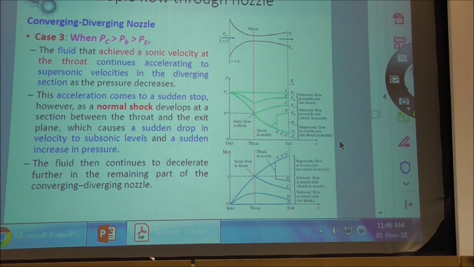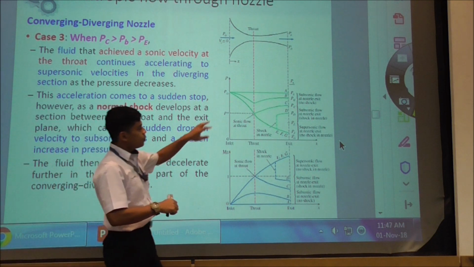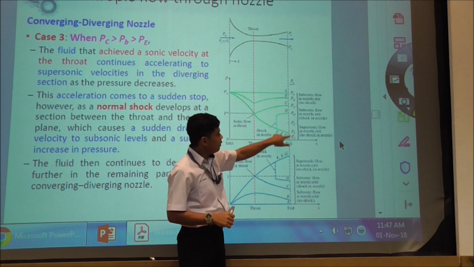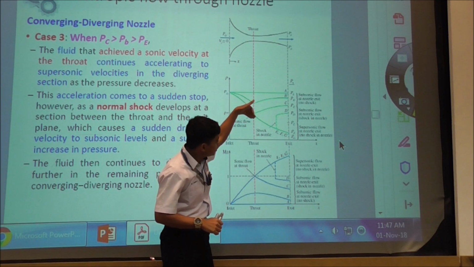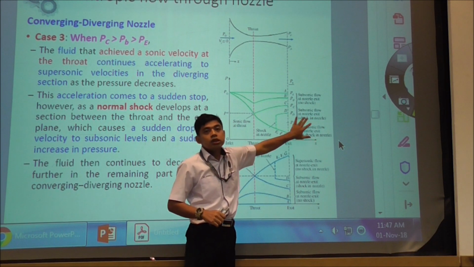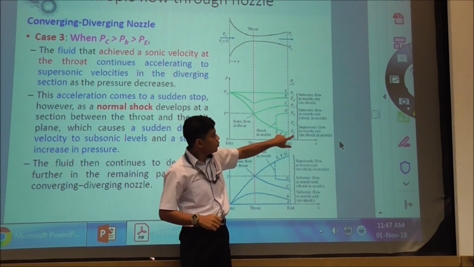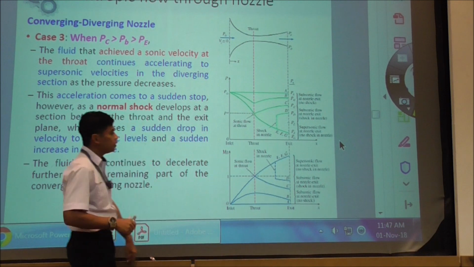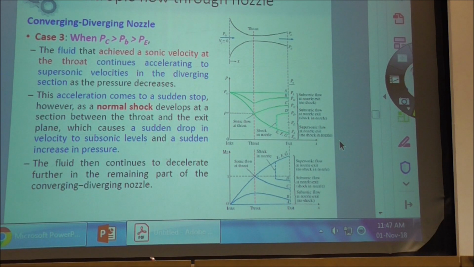So you have reached sonic, supersonic, but suddenly a normal shock occurs and then it becomes subsonic again. So how to maintain the supersonic? You reduce the back pressure even further until it pushes the normal shock outside of your nozzle. If you reduce the back pressure further, you will have outlet supersonic flow.